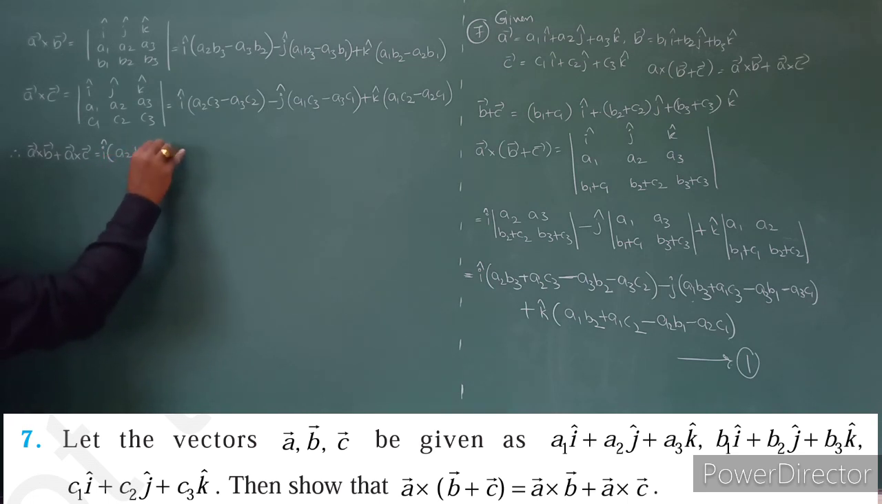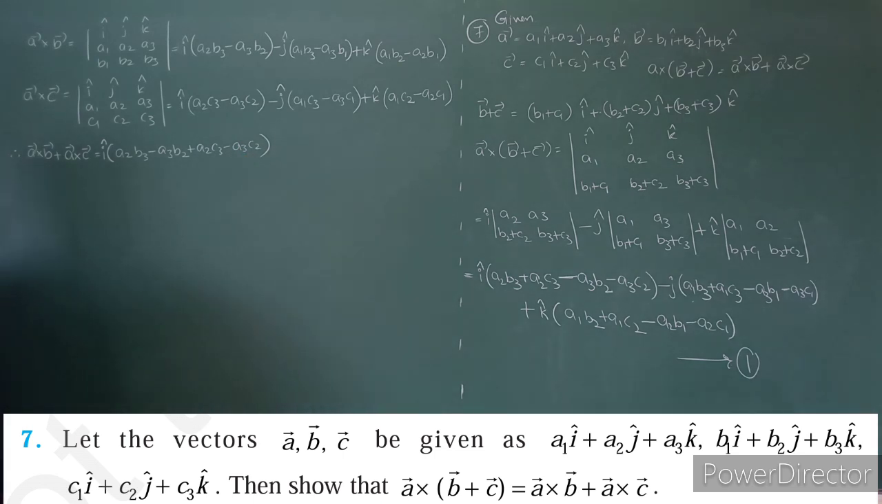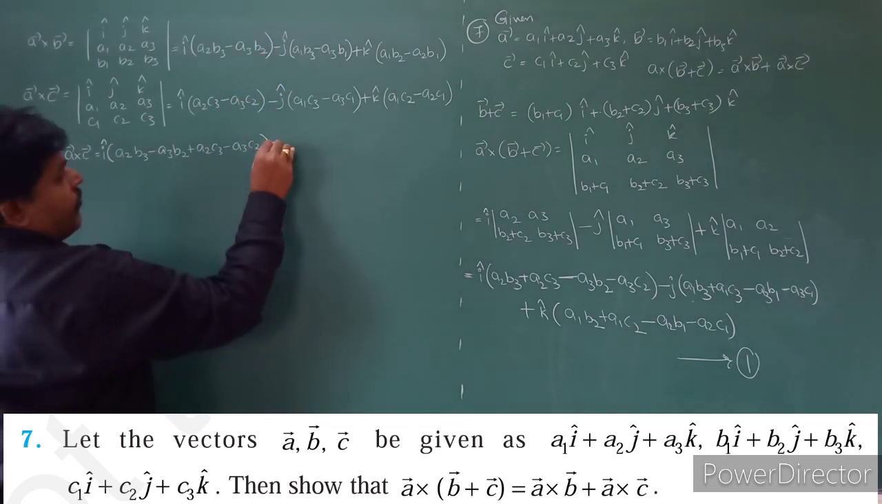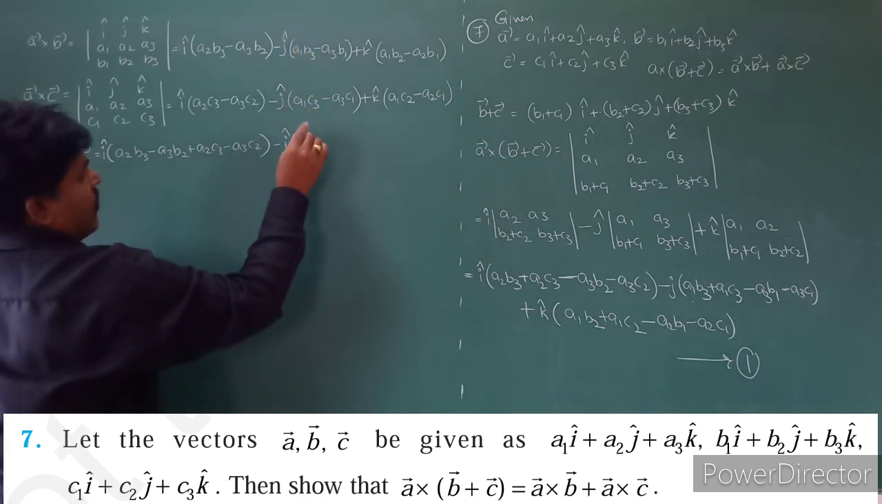A2B3 minus A3B2 plus A2C3 minus A3C2. Take the minus j out. So what are the terms? Add these two terms. So what will you get?